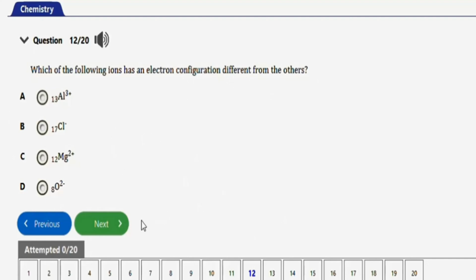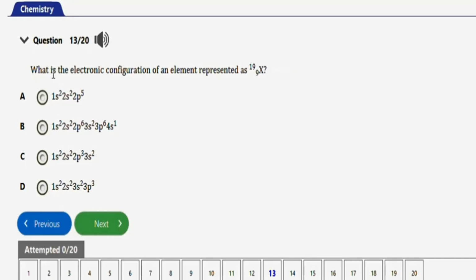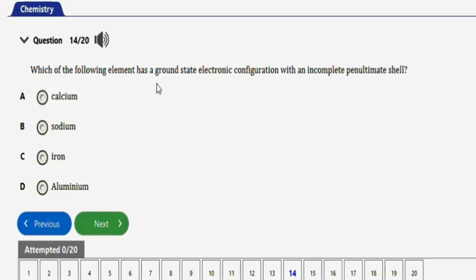So next question, this one, it says what is the electronic configuration of an element represented as this? So this is fluorine. So the right option is option A, 2, 7, 9. So fluorine has atomic number of 9. Next question will be this one. It says which of the following elements has a ground state electronic configuration with an incomplete penultimate shell? So the right option is option C, which is iron.